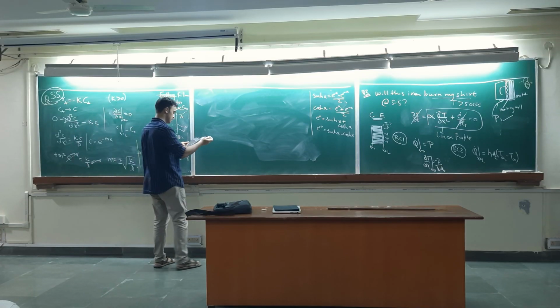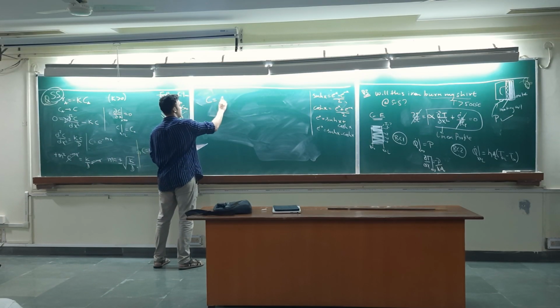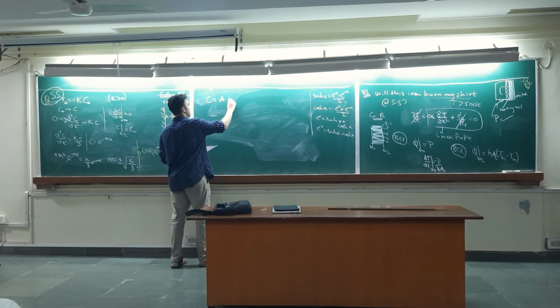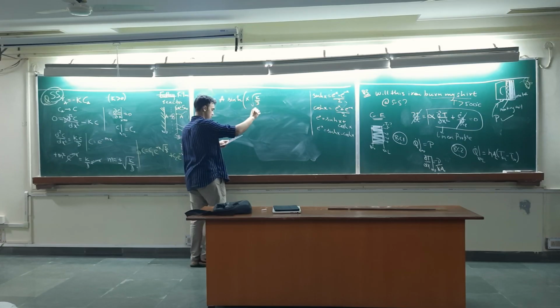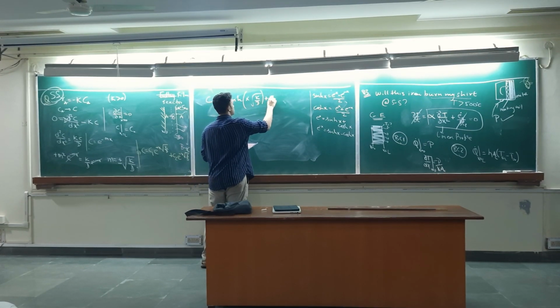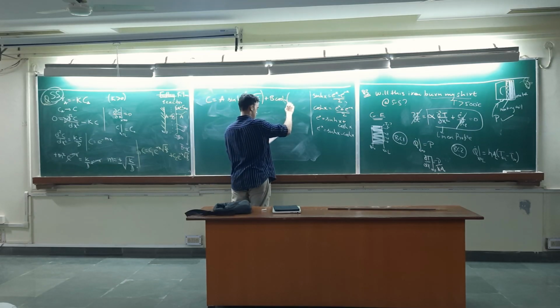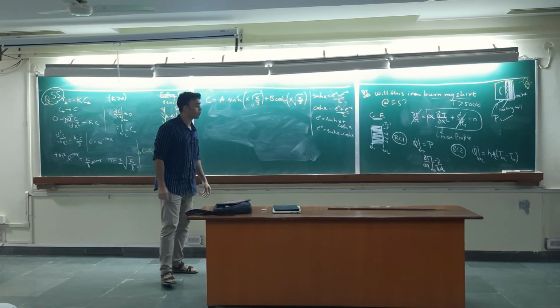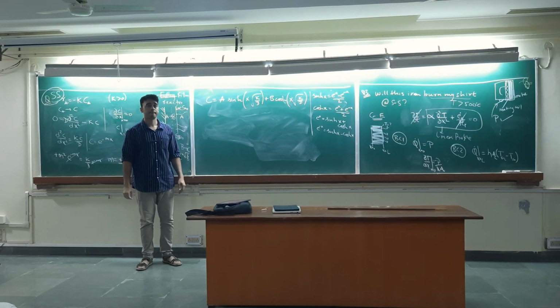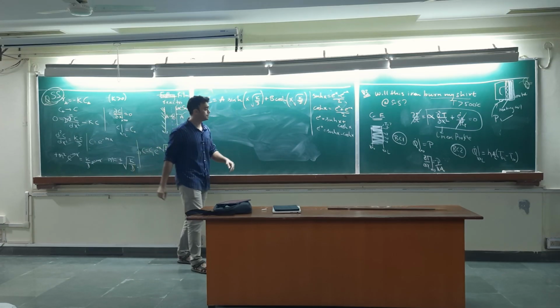What you'll get is C is equal to A sinh x root k by D plus B cosh x root k by D. Okay. What is A and B?